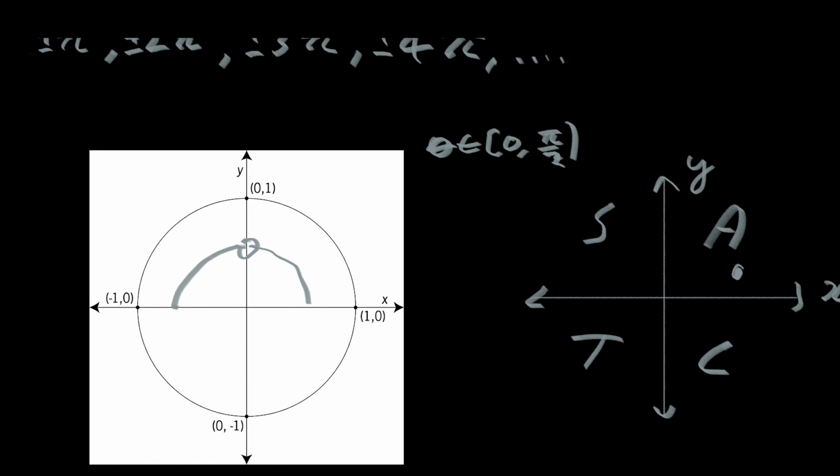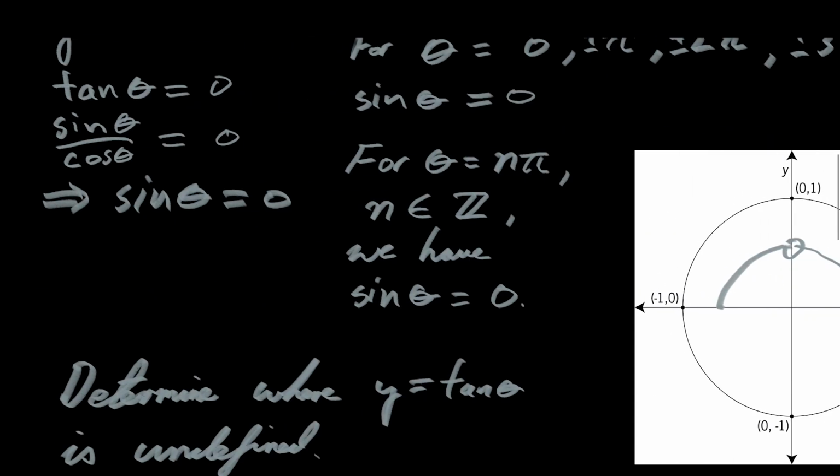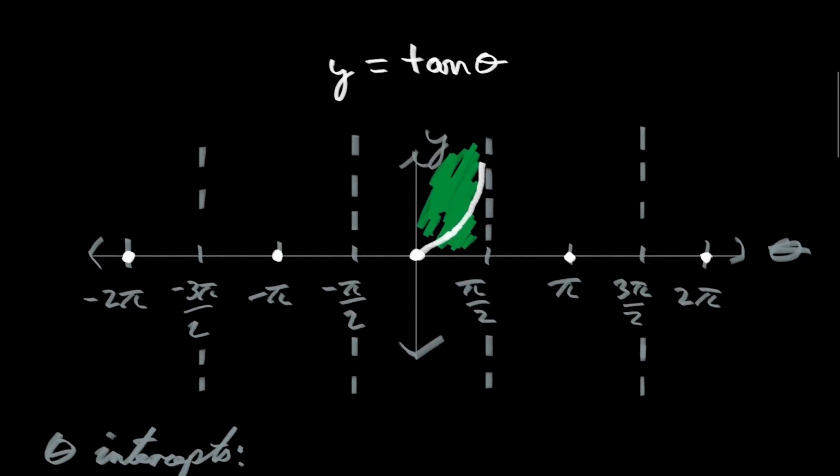So we're dealing in this quadrant. Our CAST diagram tells us that only sine is positive in that quadrant, so we know that tan of theta must be negative in this quadrant. I'll shade that in red. Oh, that is not red. I'm going to shade this part in red to indicate that whatever our graph is doing, we at least know it's below the theta axis.